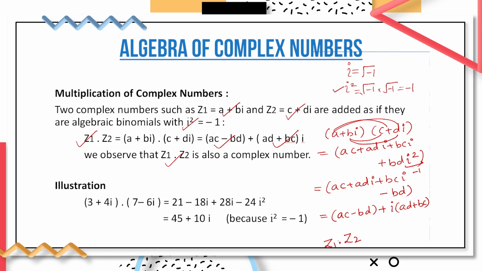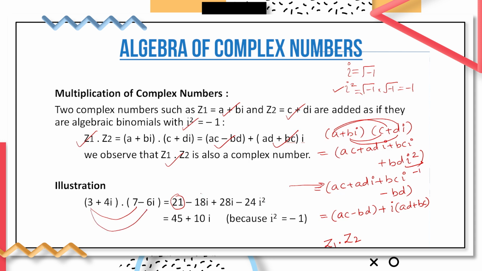Now, let us understand this by performing a calculation. Here 3 plus 4i and 7 minus 6i are the two complex numbers given. So, ac, this into this, and minus of bd, so this into this. Performing the calculation in this manner, the first term is 7 into 3, that is 21.